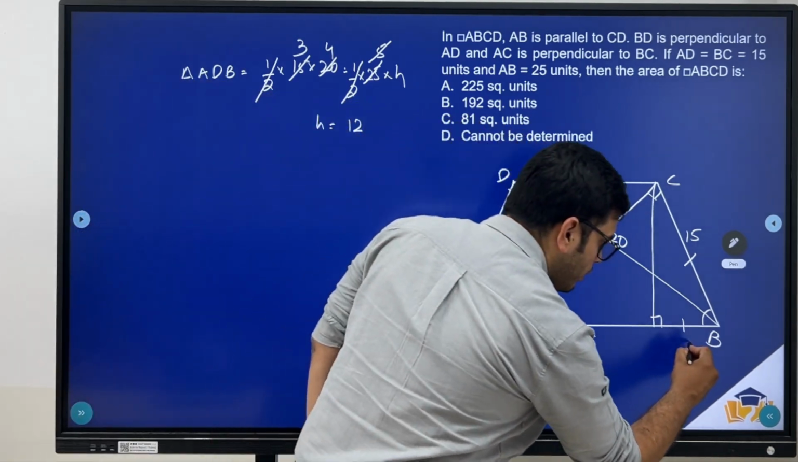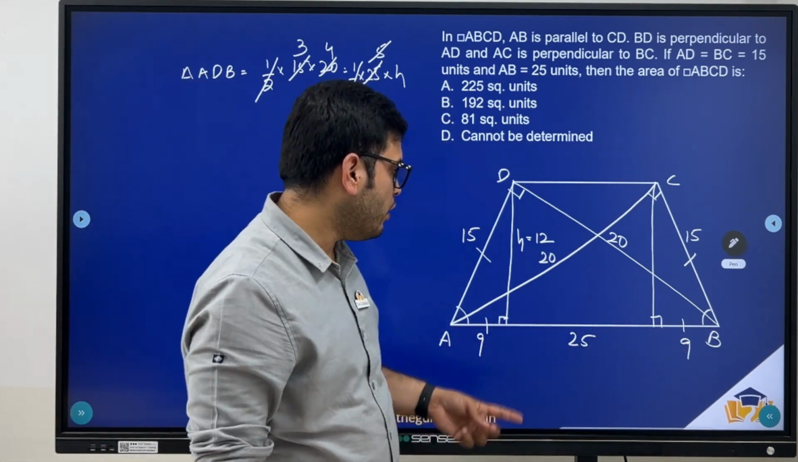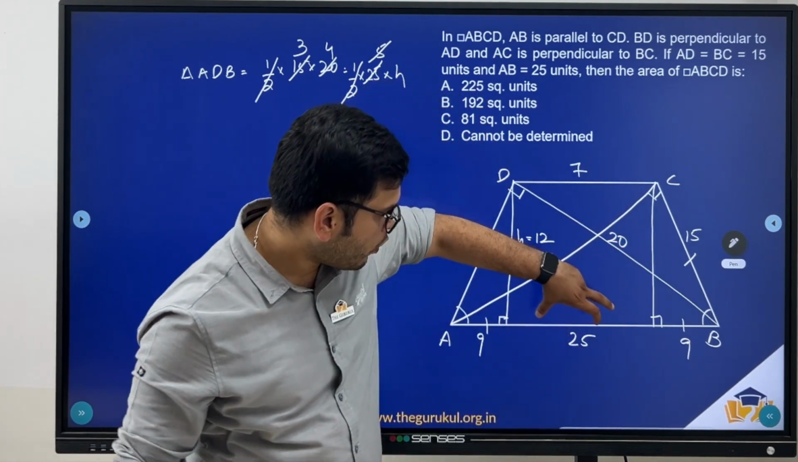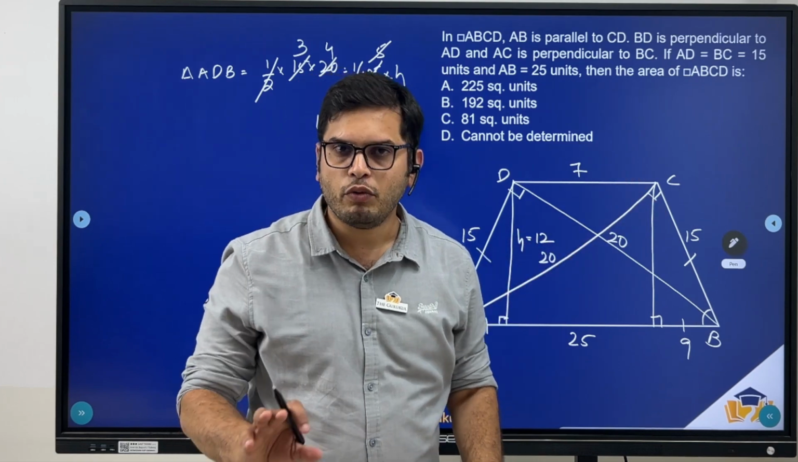Now similarly, this will also be 9. So if this is 9, this is 9. 25 minus 18, CD, or this part will be same as this part. So this should be of 7 units in length.